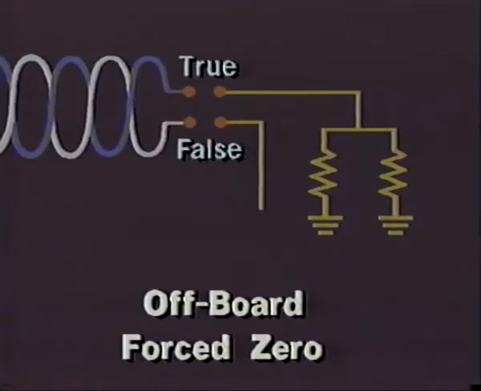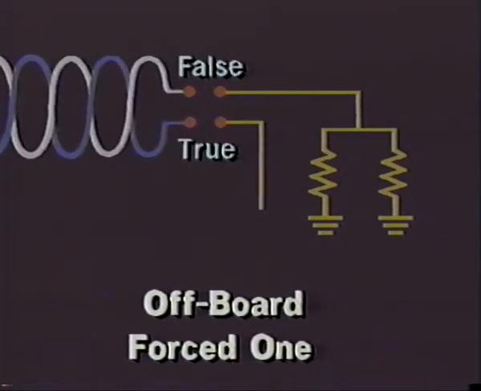To create an offboard forced 0, this configuration is used. The blue and white twisted wire pair comes from the other module. The white wire is always the false term, and the blue wire is always the true term. The forced 0 condition is created by connecting the true term to the ungrounded side of 2 parallel 60 ohm resistors tied to ground. The white wire, or false term, is left open.